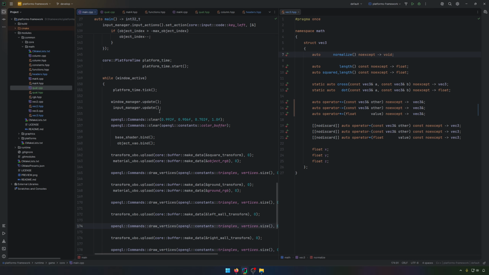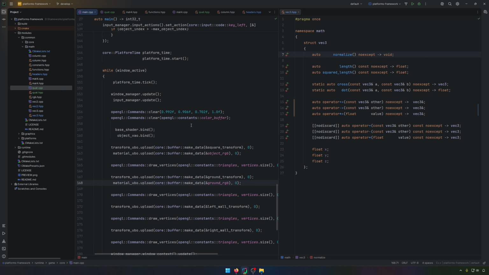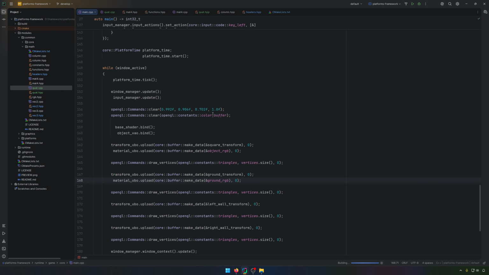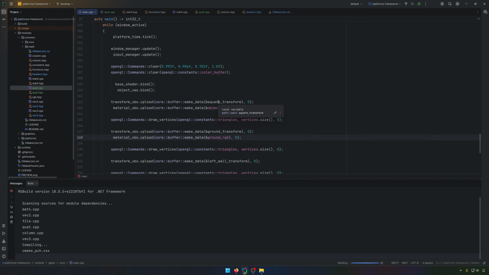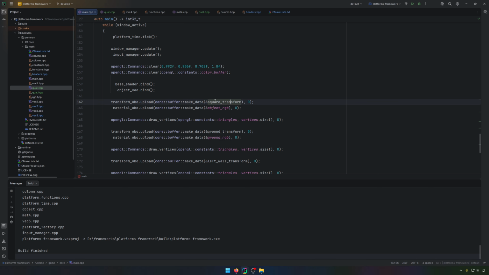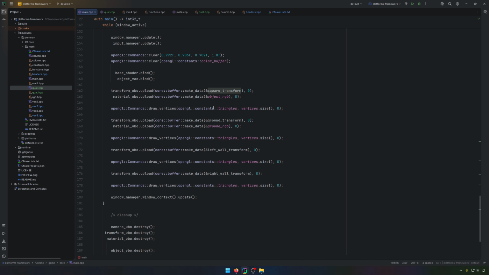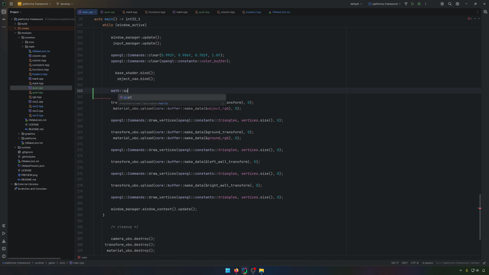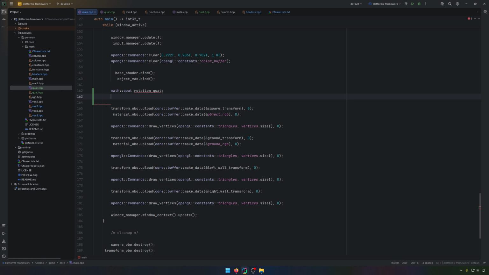Now, what I would like to do is try to make use of this Quaternion class. Just a second, let's try to build it. It built successfully. So what I want to do is have here a math Quaternion. Let's have a rotation. And I want to do some rotation.